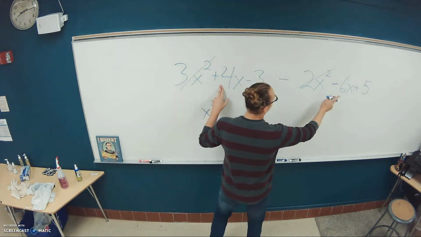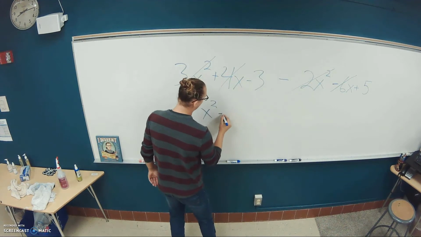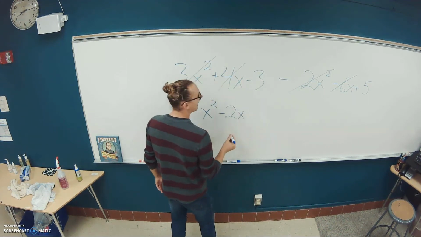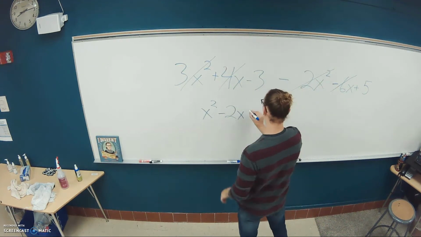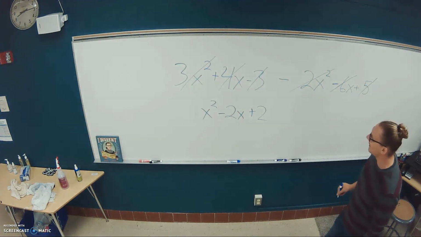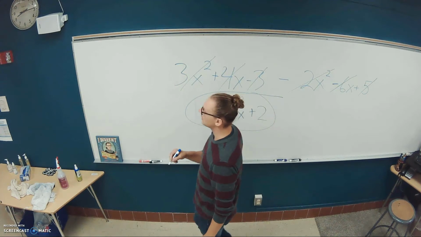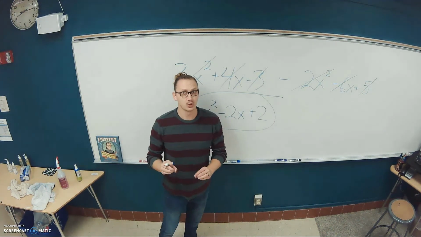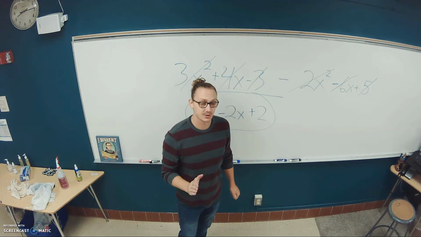We've got a positive 4x minus 6x. 4 minus 6 will give me a negative 2x, and negative 3 plus 5 will give me a positive 2. Cross those out, and I've combined everything. So there is my final answer. So that's what we're shooting for today, be able to both add and subtract polynomials.